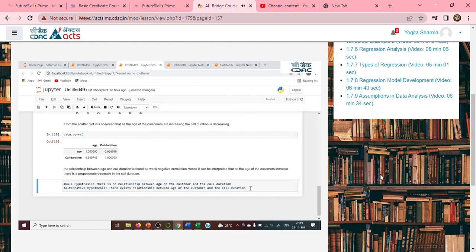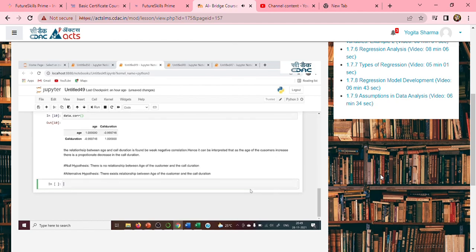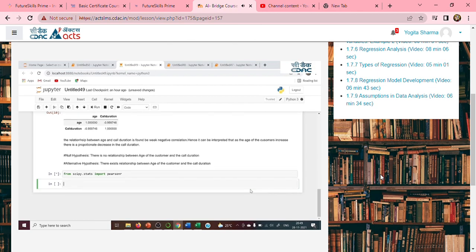Now I need to test this particular hypothesis. To test it, I need to extract the correlation value, and along with the correlation value, I need to look at something called the p-value. In order to do that, we require the stats library from the SciPy package, so I'm importing that. From scipy.stats, I want to import pearsonr. As I told you, both the variables are numeric in nature, hence I require the Pearson R value, so I'm importing that particular package into Python right now.